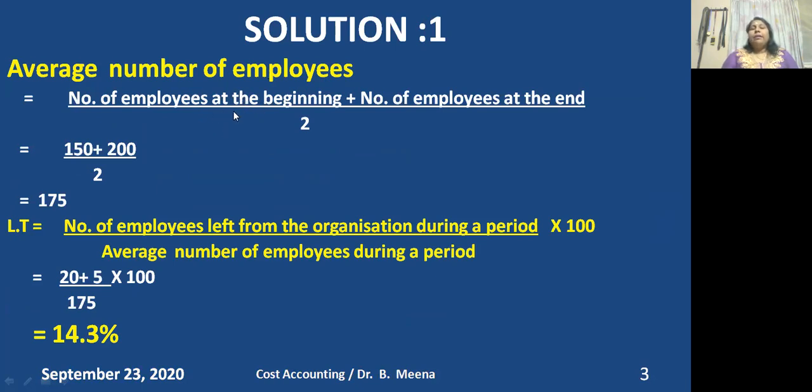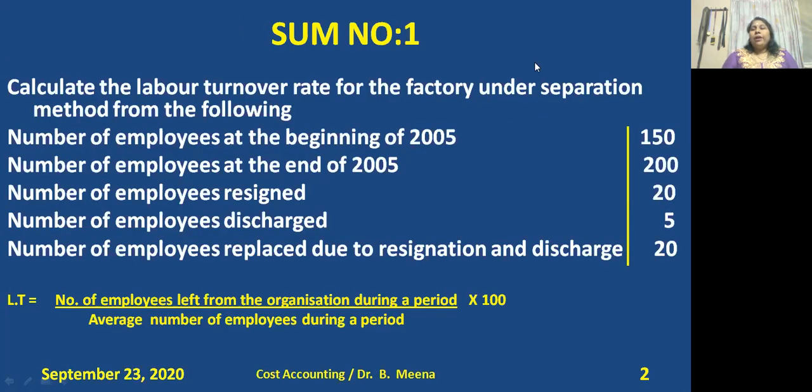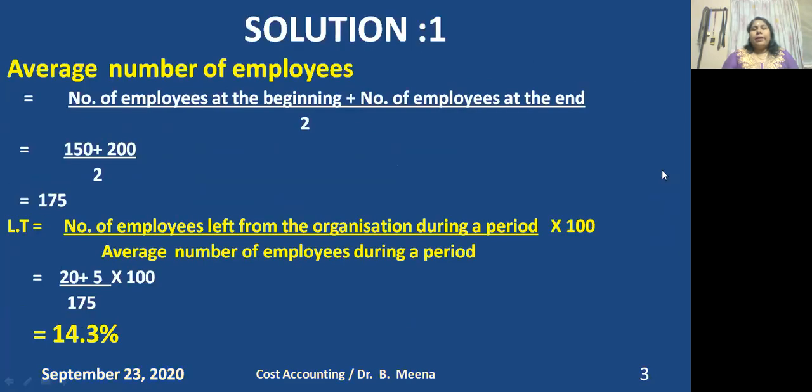So let me calculate what is the average number of employees by applying this simple formula. How many of them at the beginning, how many of them at the end, divided by 2. So as per my problem, 150 at the beginning, 200 at the end. So 150 plus 200 divided by 2, 175 is my average number of employees. Then I will follow the separation method.